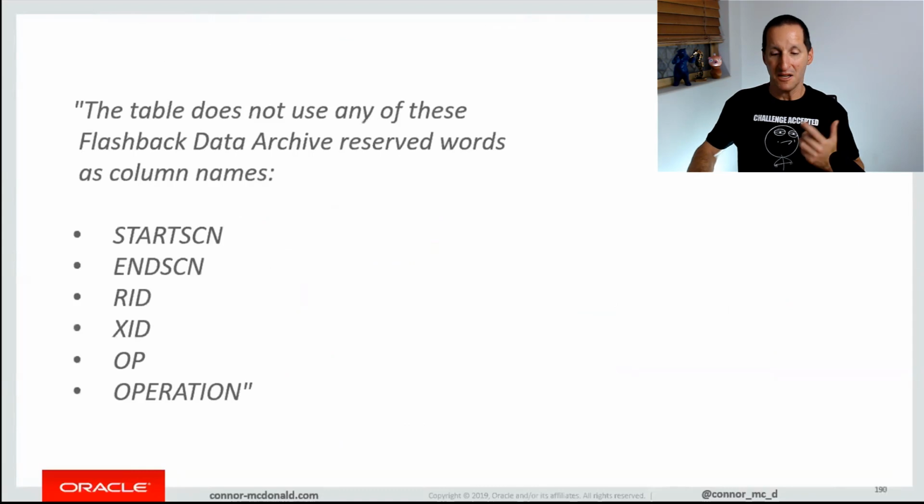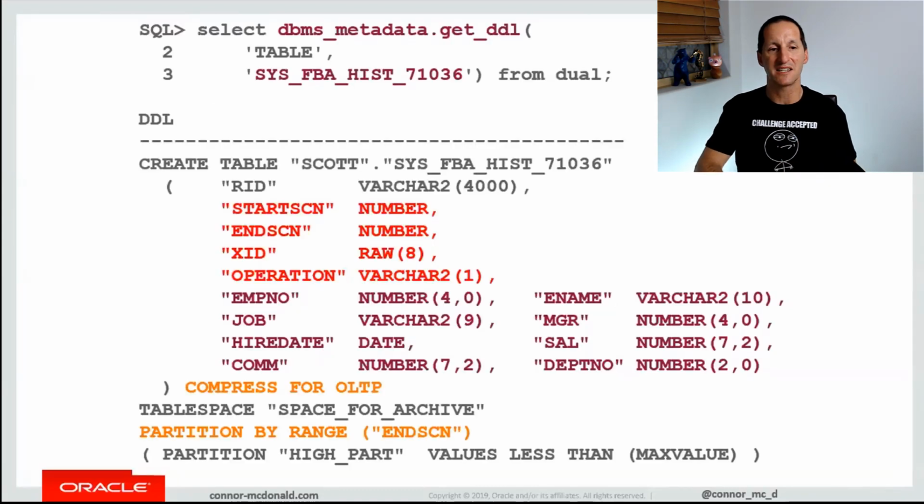was. A couple of things to note, because if I flick back to the DDL, you can see that these underlying tables have got these columns called start SCN, end SCN, etc.